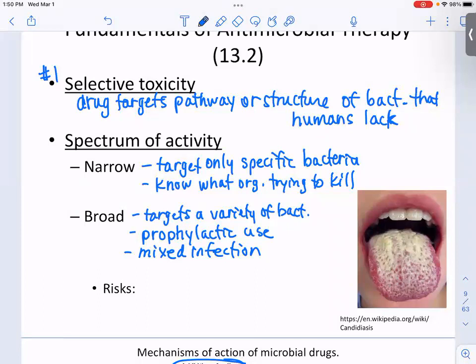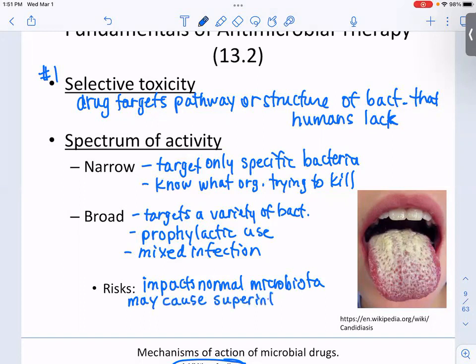But there's some risks with taking a broad spectrum antibiotic because we have lots of bacteria in our body already that it's healthy for them to be there. We call it our microbiome. So when we take a broad spectrum antibiotic, that's going to impact our normal microbiota. Okay, and that can have some unintended consequences that may cause what your book refers to as a super infection.